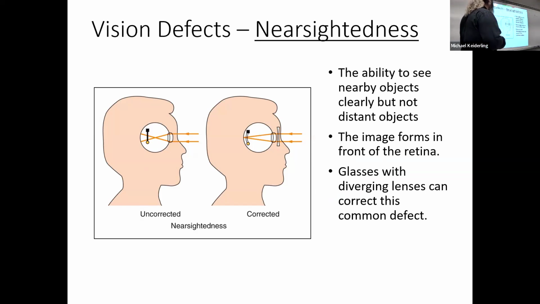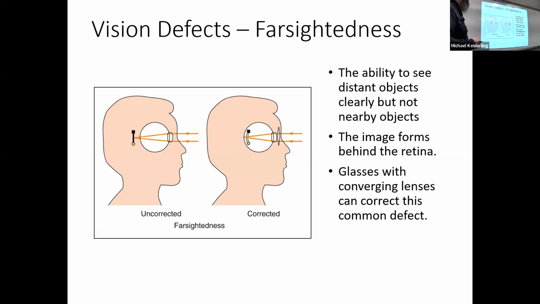The image forms in front of your retina, and glasses with diverging lenses can correct this. And farsightedness is when your focal length is too long. You can see distant objects clearly, but not nearby objects. The image forms behind the retina, and glasses with converging lenses correct this defect. This is what reading glasses are for.